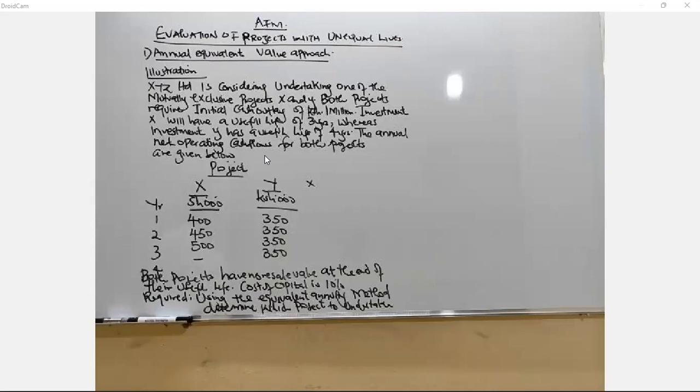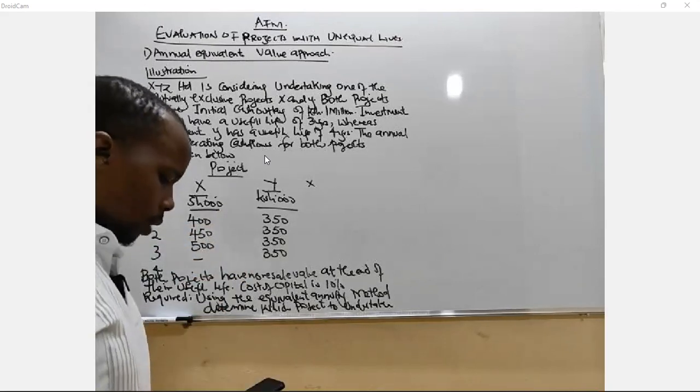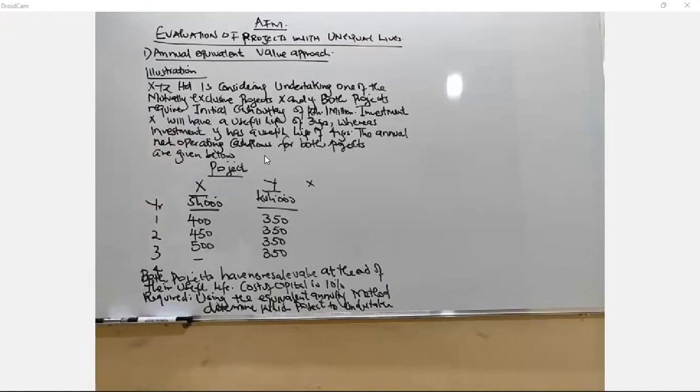And in this case, we are being told the annual net operating cash flows for both projects are as below. We have project X and we have project Y. Project X has cash flows given as 400, then 450, and the last one is 500 shillings, and there is nothing appearing under year 4 for project X. When it comes to project Y, you can see we have 350 throughout, which applies the basics of annuities.